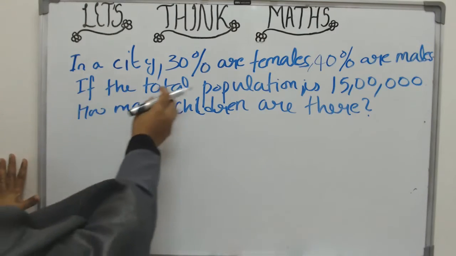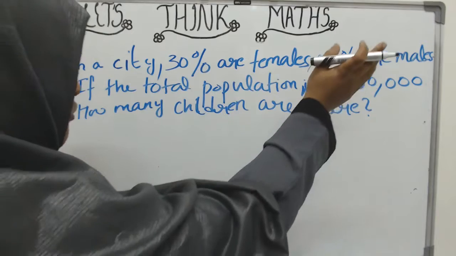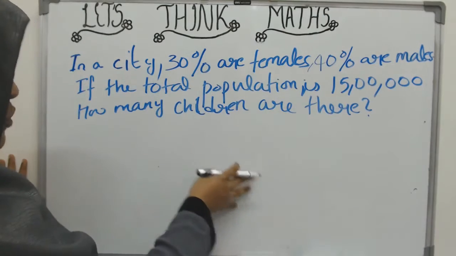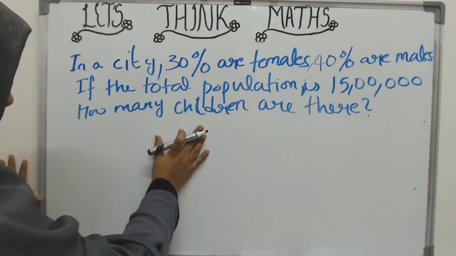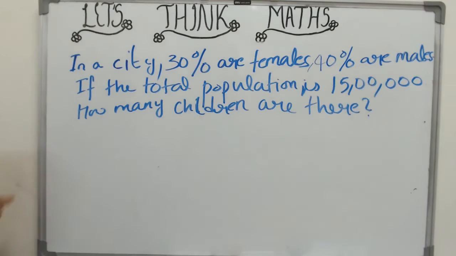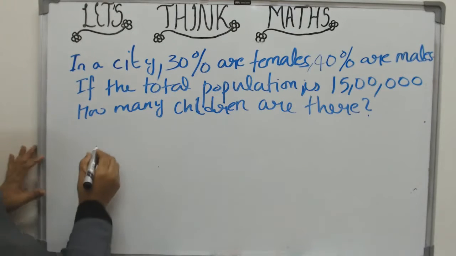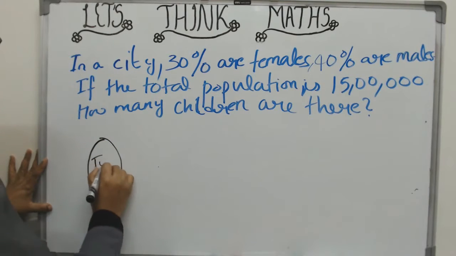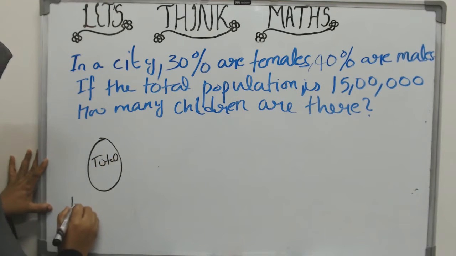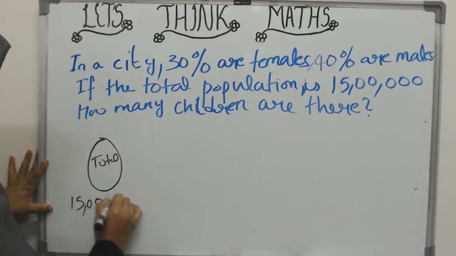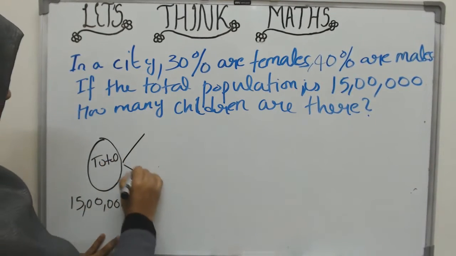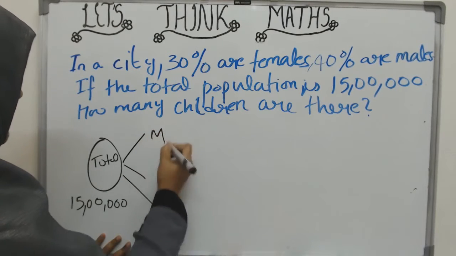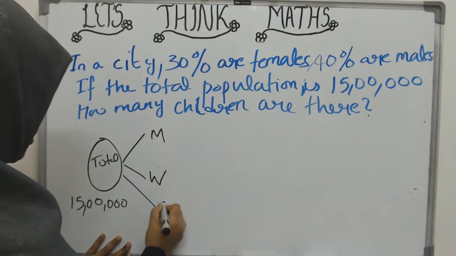Now in a city, 30% are females, 40% are males. So we want to know how many children are there if the total population is 15 lakhs. So there you have a city, and what is the total population here? It is this much. And how is it split? It is split into men and women and of course children.